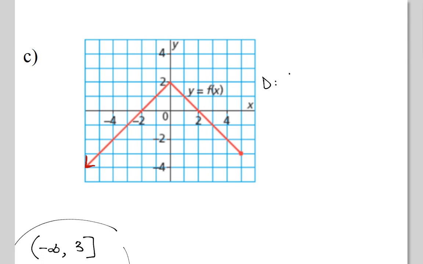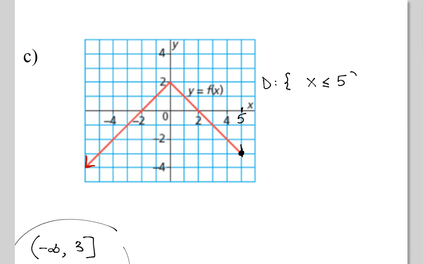Now domain, what would you say for the domain? What's the biggest x value this thing takes on? 5, right? And then the rest of the graph is to the left. So what would you say about x? All the x values are what compared to 5? Smaller. So how do you write that? Little arrow pointing to the x, and you include the equality because it's shaded in there.